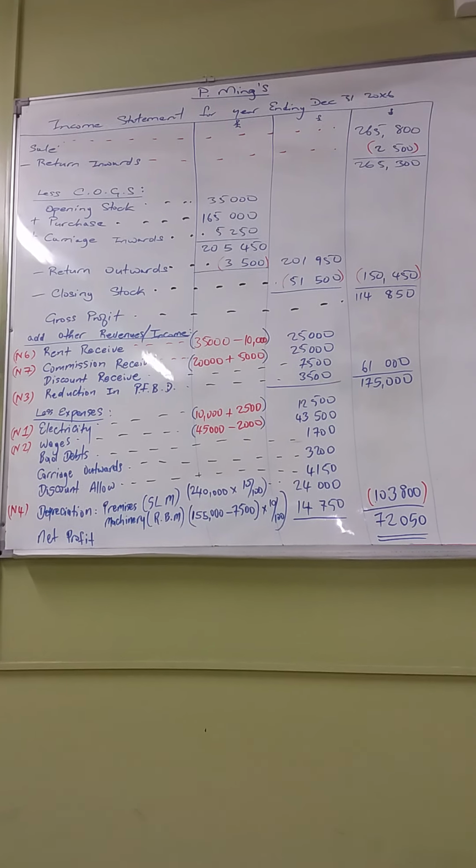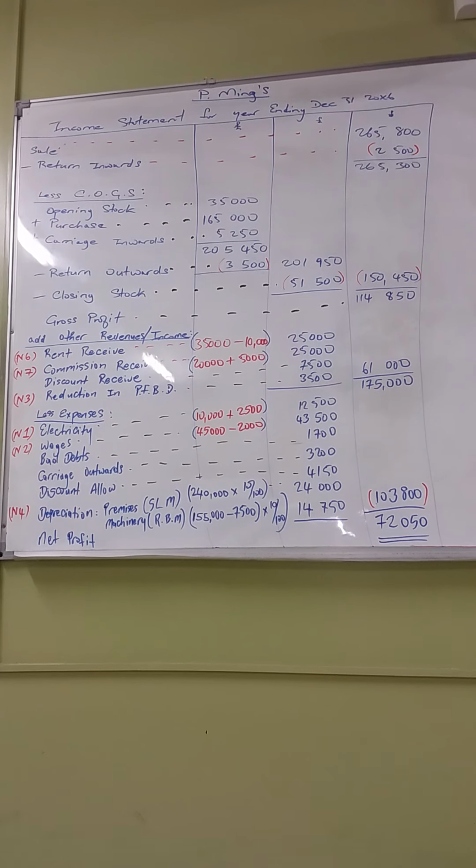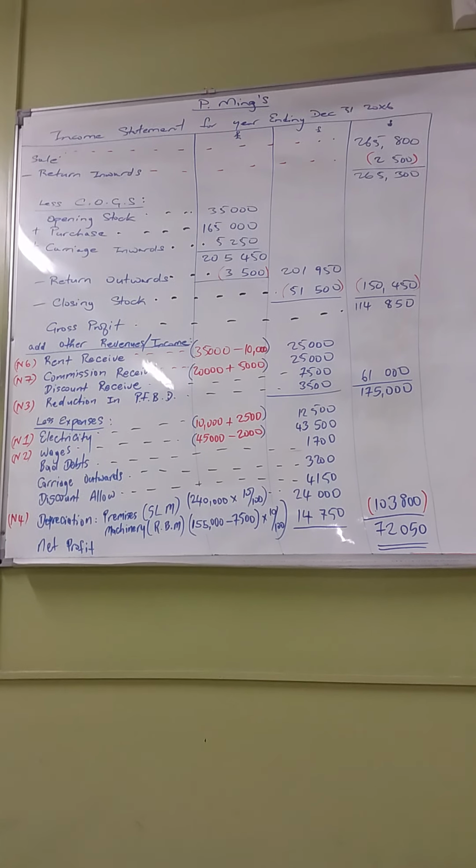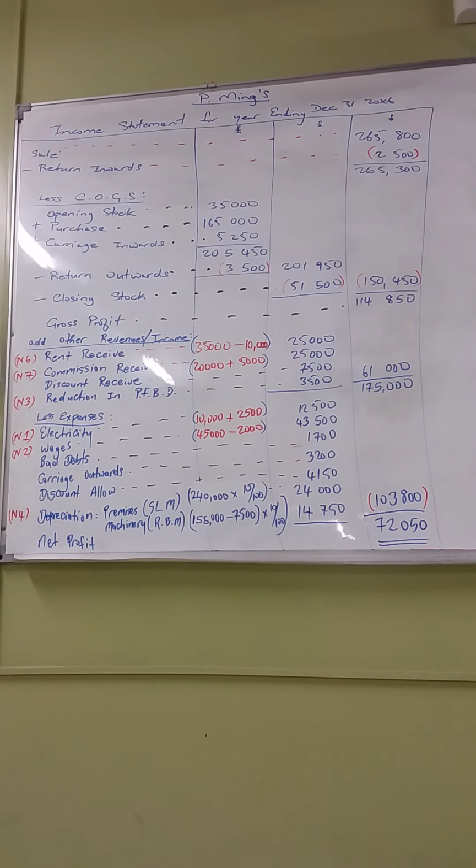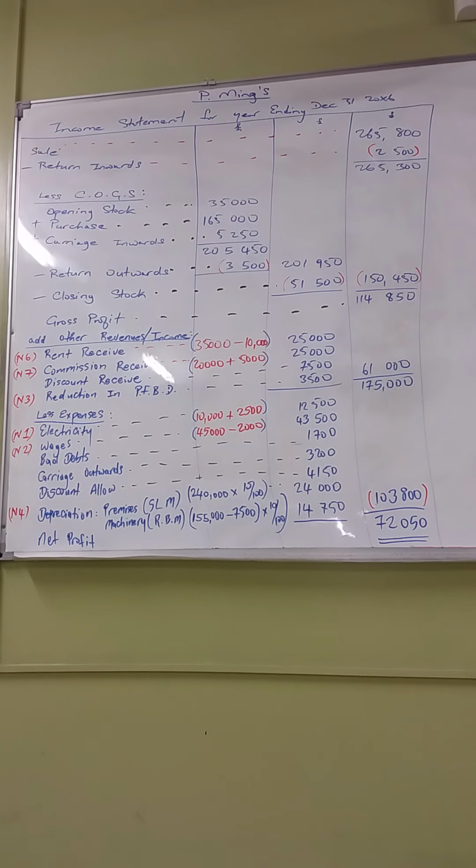Discount received there in the question, 7,005. There's no adjustment as it relates to discount received. You're not going to find an adjustment as it relates to discount received.